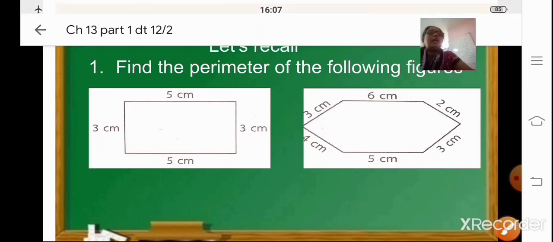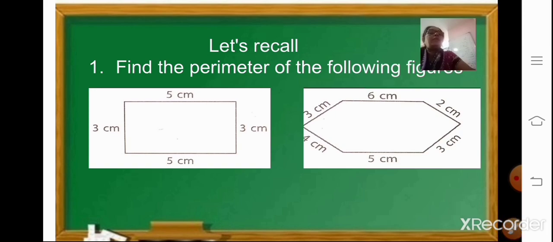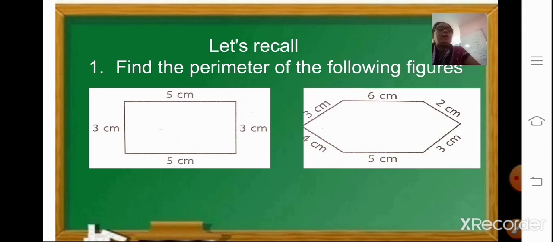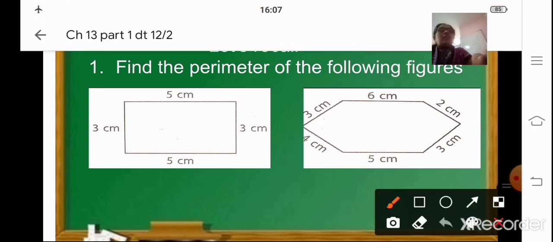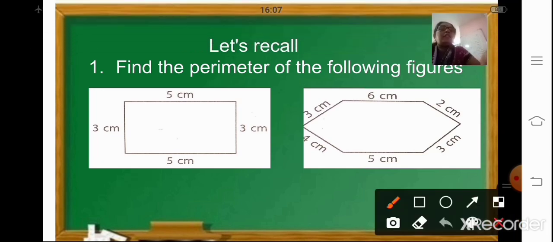Now before that, let's find the perimeter of some of the following figures. Here is a figure of a rectangle again, 5 centimeter, 5 centimeter and 3 and 3. So when you find the perimeter of this figure, that will be 5 plus 3 plus 5 plus 3, that will be 16 centimeter.